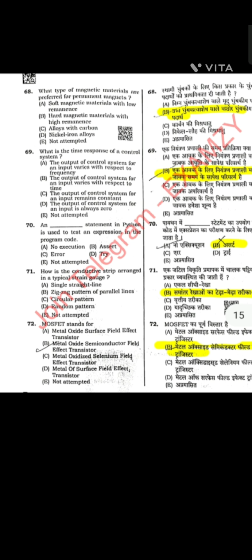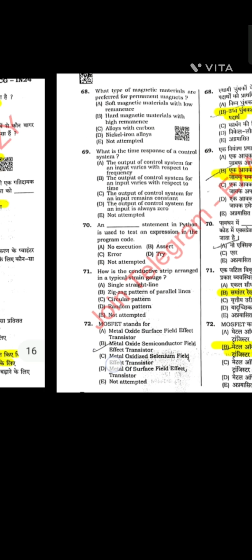An assert statement in Python is used to test an expression in the program code. MOSFET stands for metal oxide semiconductor field effect transistor. That is, option number B is right. Which of the following magnetic materials is preferred for a permanent magnet? Hard magnetic material with high permanence.